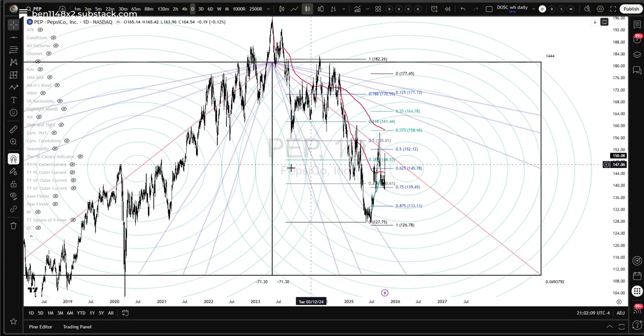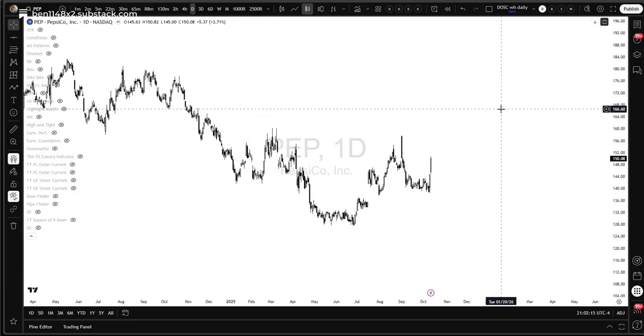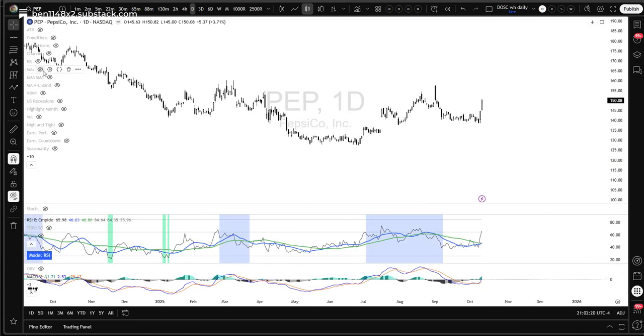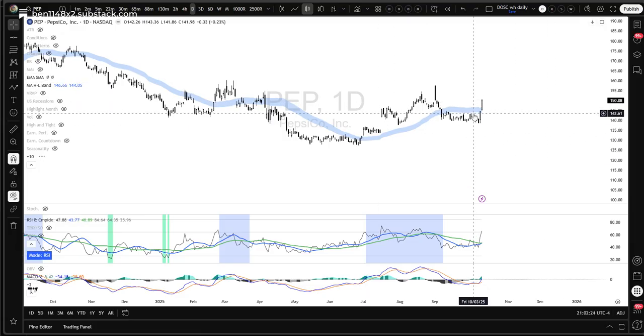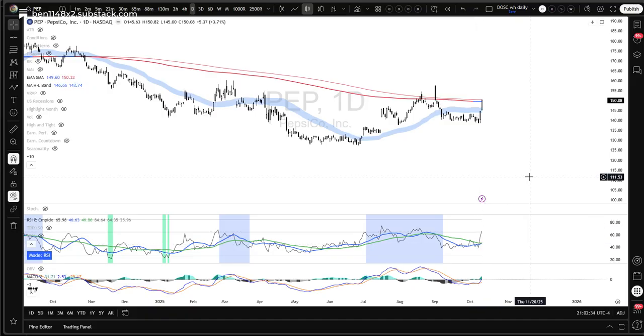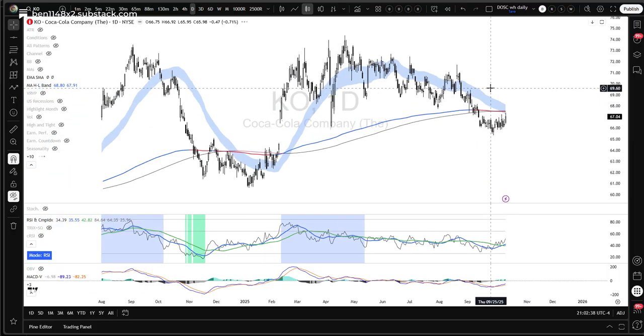But Pepsi, I had an options play with it, and that worked out really well, but not a name that I'm looking to do much else with. But yeah, this is encouraging. We've got a break above that 34 period moving average. It's about to reclaim its 65-week moving average. RSI is close to getting a bullish crossover, and Coca-Cola might follow it. So we'll look to see if that happens.